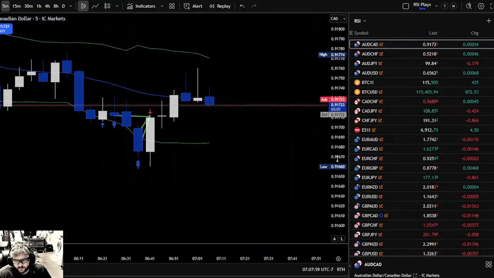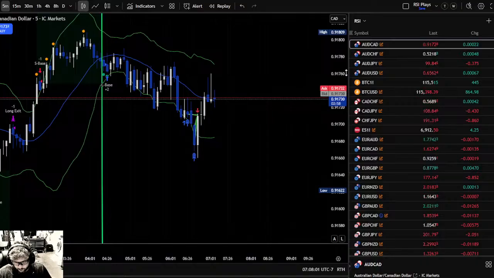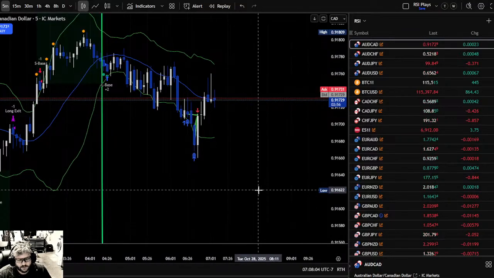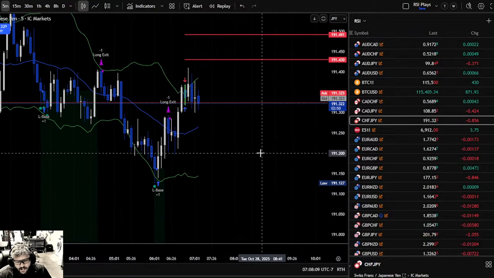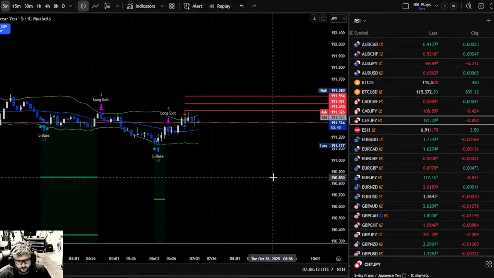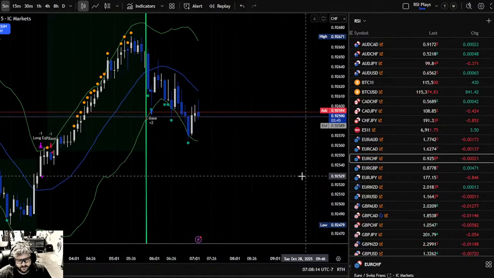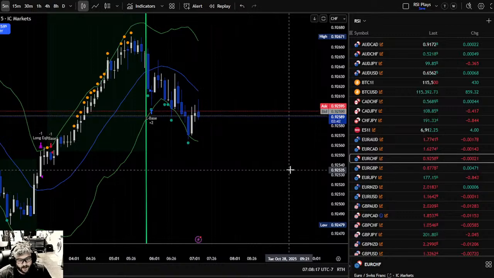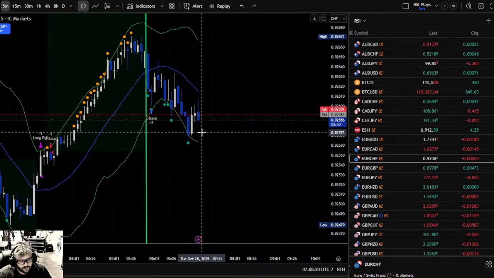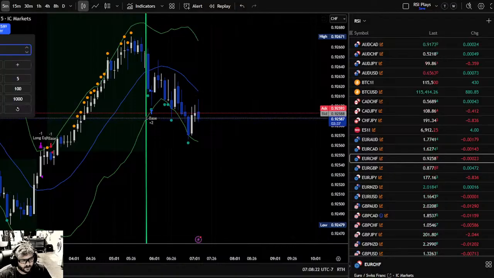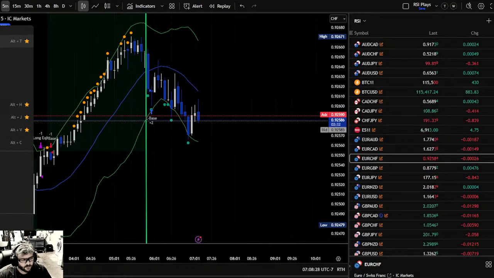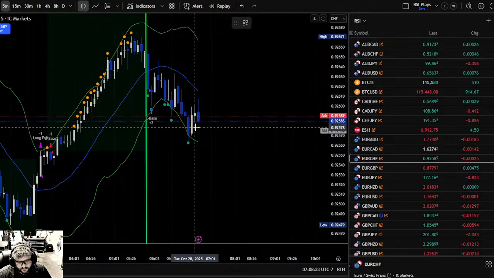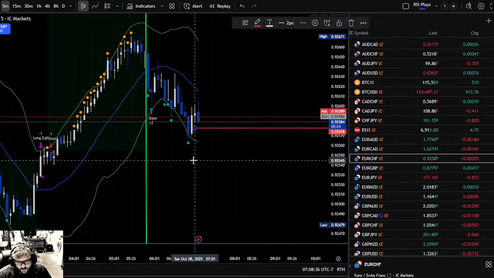If anybody's looking for a trade and didn't get into GCAD with me, AUD CAD is kind of cooked right now. CHF JPY, not good. Euro CHF, you could scalp a buy on Euro CHF. I would wait till it came down to here. I'm not going to get in because I do have to get off. But something like this on Euro CHF will pay out.